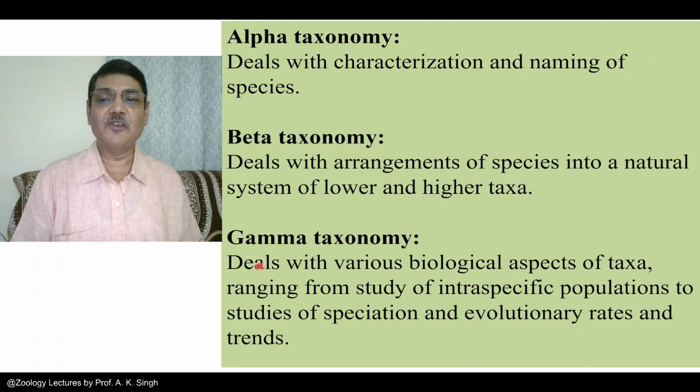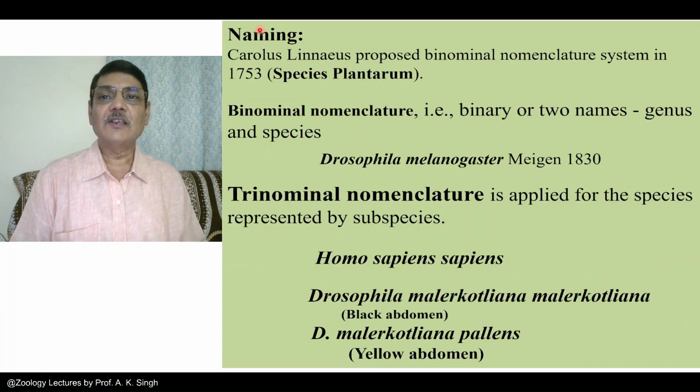And the third term is gamma taxonomy, which deals with various biological aspects of taxa, ranging from study of intraspecific populations to studies of speciation and evolutionary rates and trends. That is, studying the phylogenetic aspect of that organism comes under gamma taxonomy. As I told you, taxonomy deals with naming.